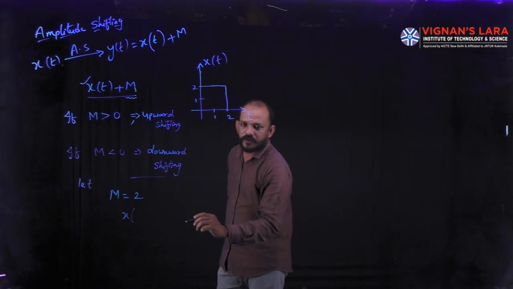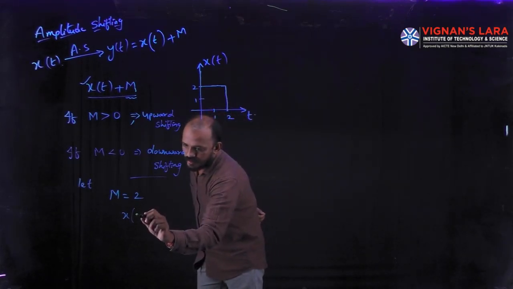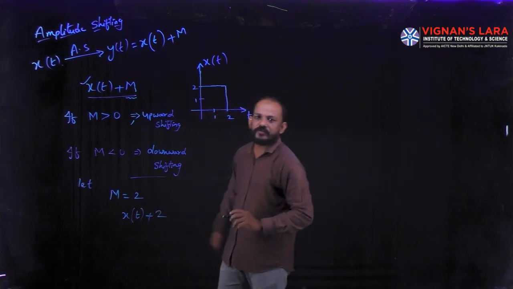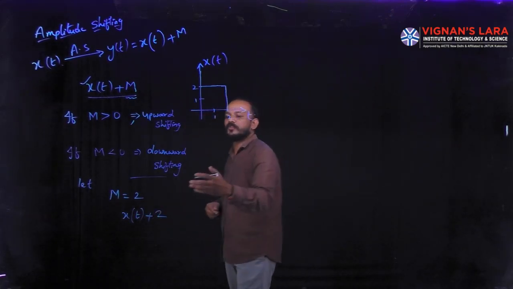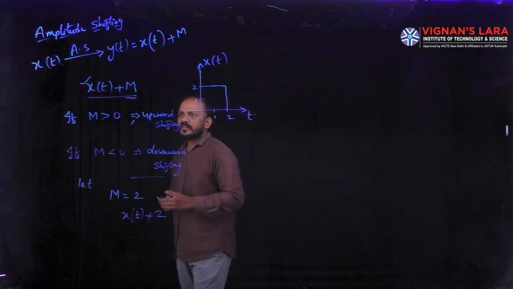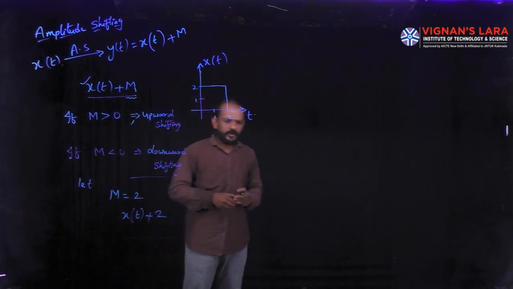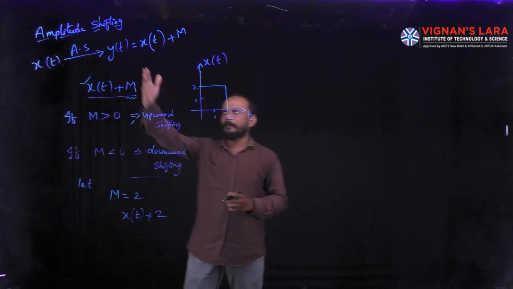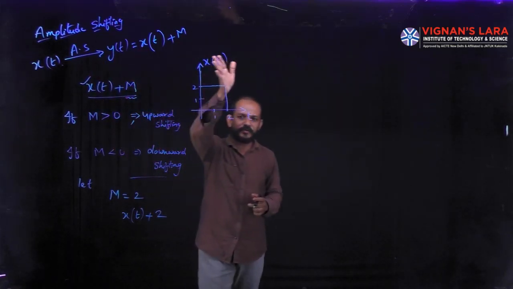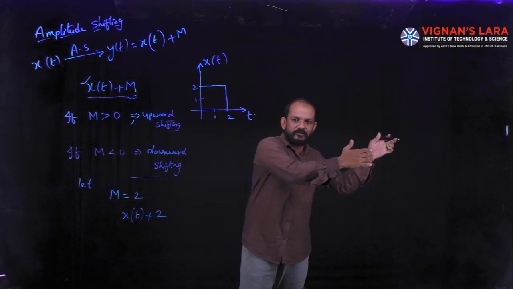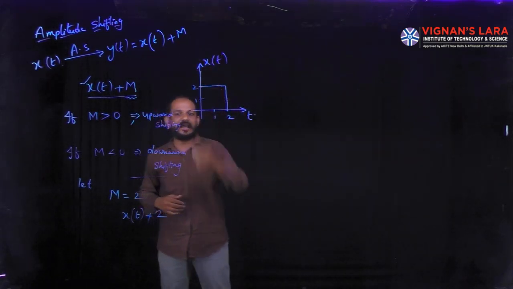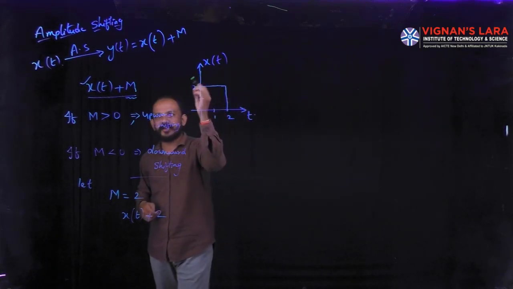x of t plus 2 is the amplitude shifting version of the signal x of t. First, there is the signal x of t. Now I perform the operation of amplitude shifting on x of t. Then it will produce an output y of t, which is equal to x of t plus some value, which I have treated as capital M. You can take that as you wish; here I have taken it as capital M.